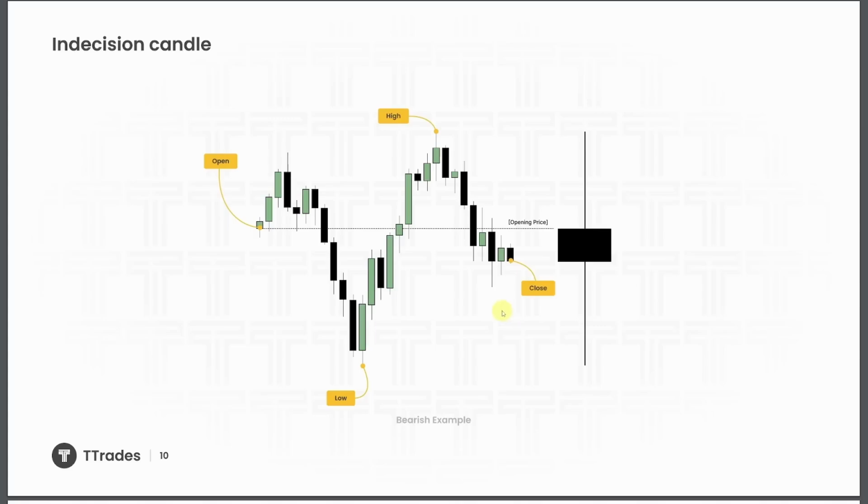And a similar thing here with a bearish indecision candle. The open and closing prices are relatively close to each other, making a very small body or not much direction in the market. Let's go into the charts and look at a few examples of these.